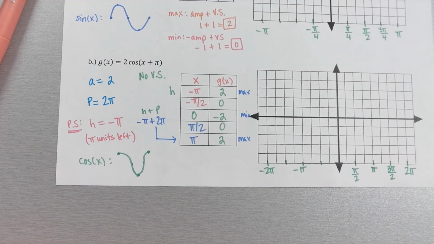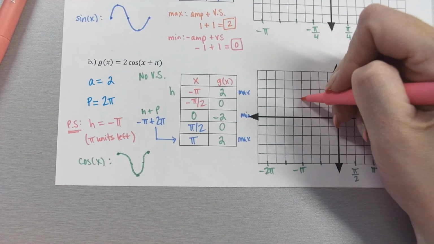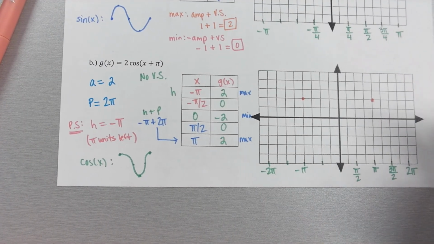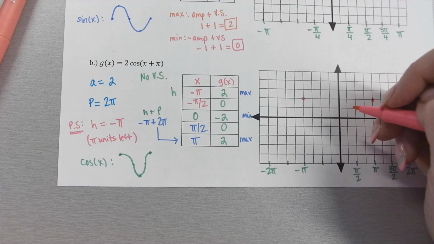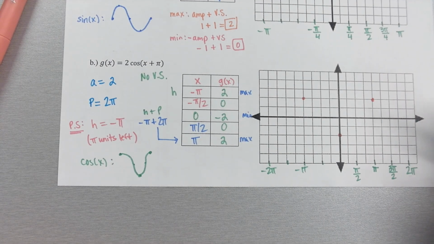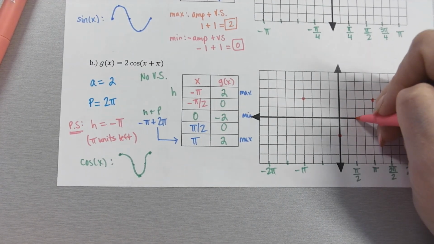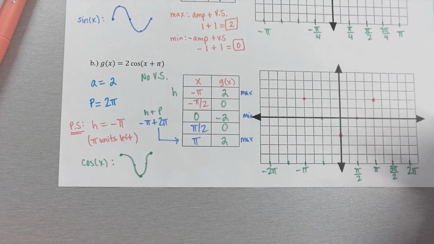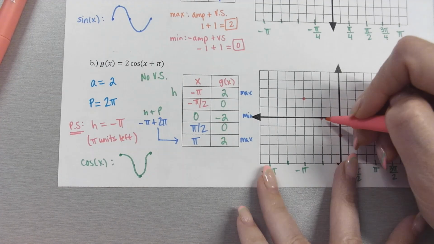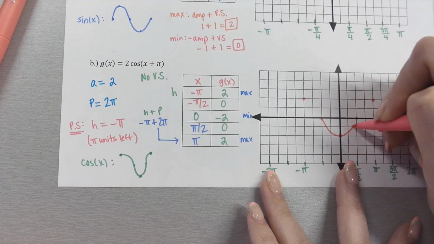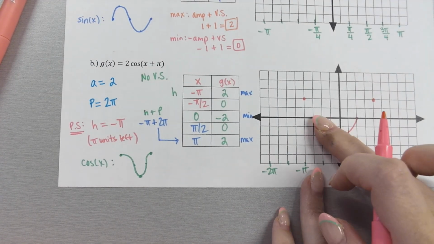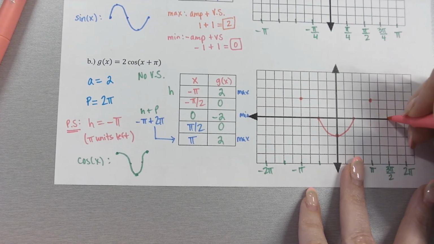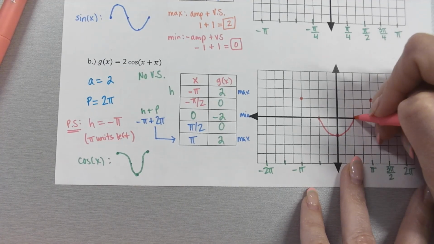Okay, so now at negative pi, I'm at 2. At pi, I am also at 2. Okay, and then halfway in between, I'm at negative 2. Halfway in between those, I am at 0. Okay, and then remember, if you're having trouble with the curve, I usually just take 3 and then do my curves from there. So this would be the middle here.